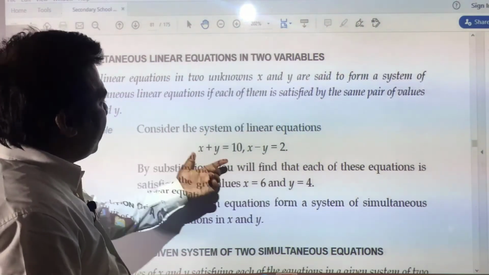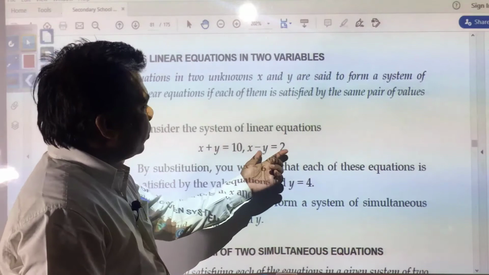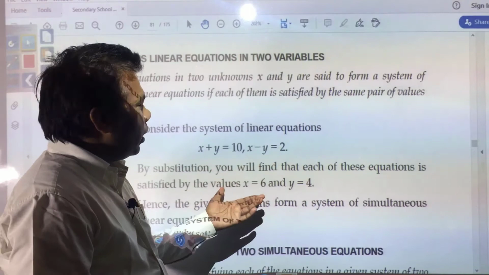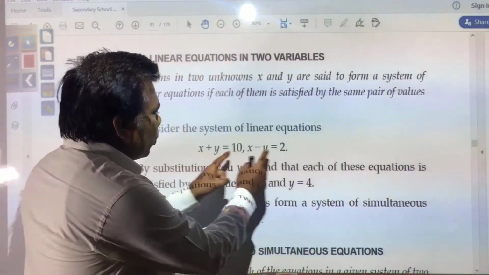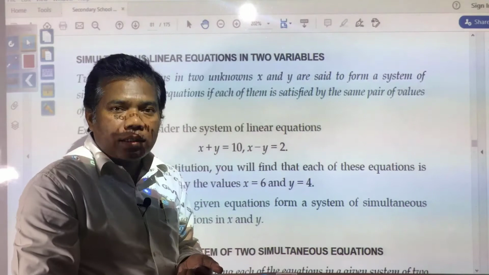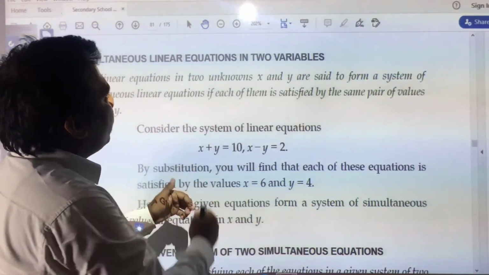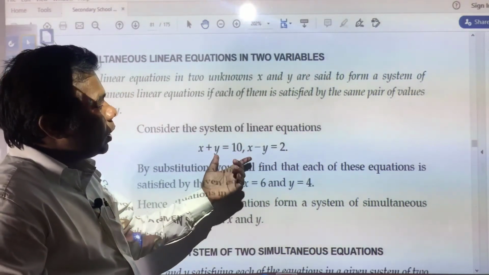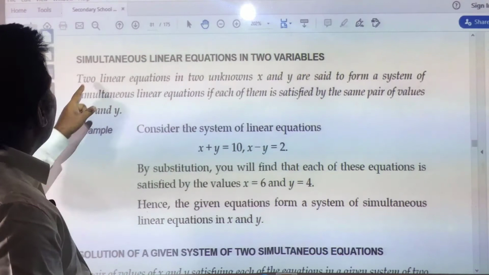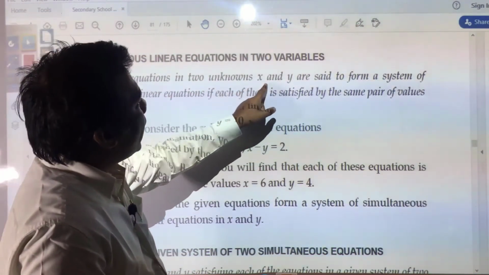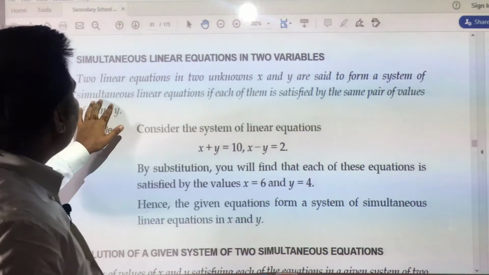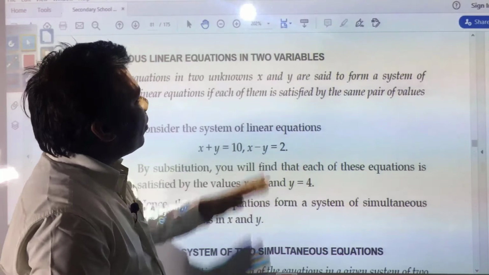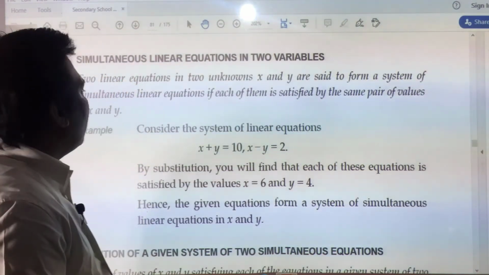Suppose two equations have been given, x plus y is equal to 10 and x minus y is equal to 2. If you put the values of x and y in both equations and both equations are satisfied, then those values will be called the solution of both the equations. Two linear equations in two unknowns x and y are said to form a system of simultaneous linear equations if each of them is satisfied by the same pair of values of x and y.